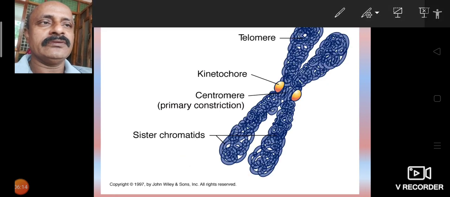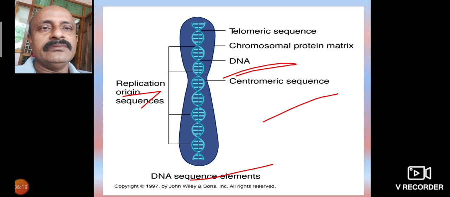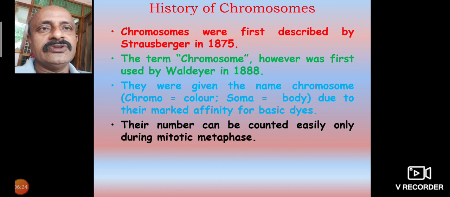Which is also centromere. The centromere also has the origin of replication sequence, the DNA sequence. This is also the chromosome.